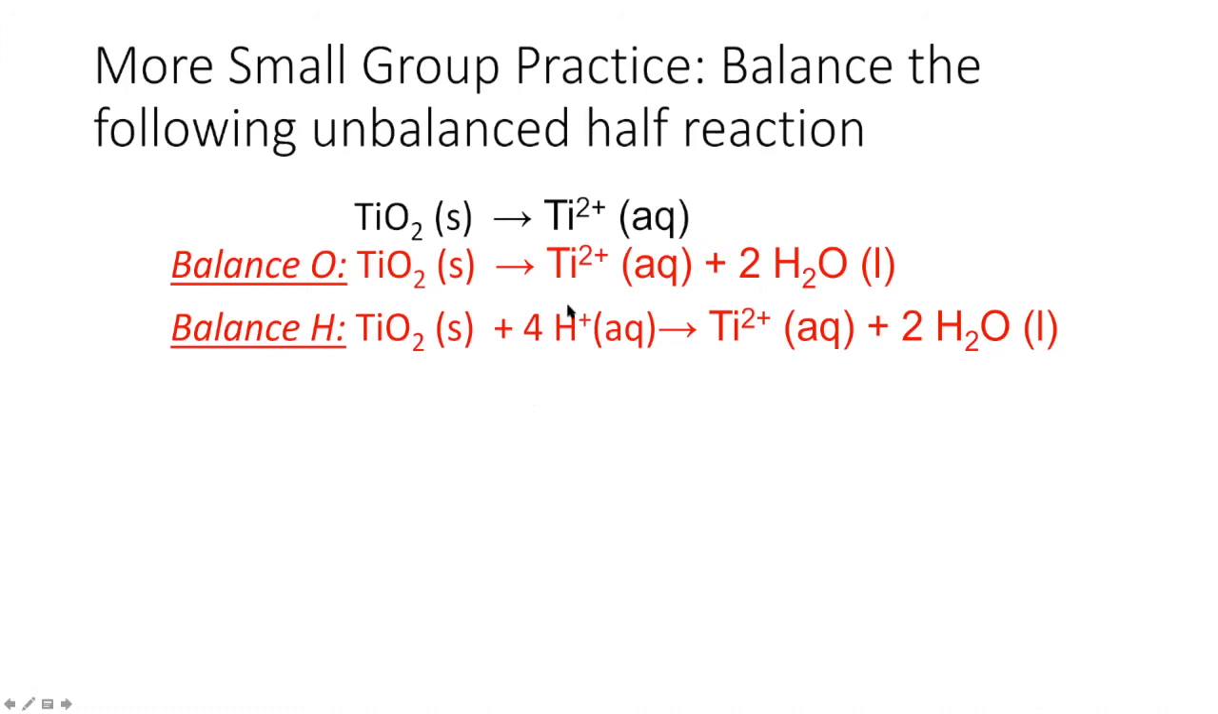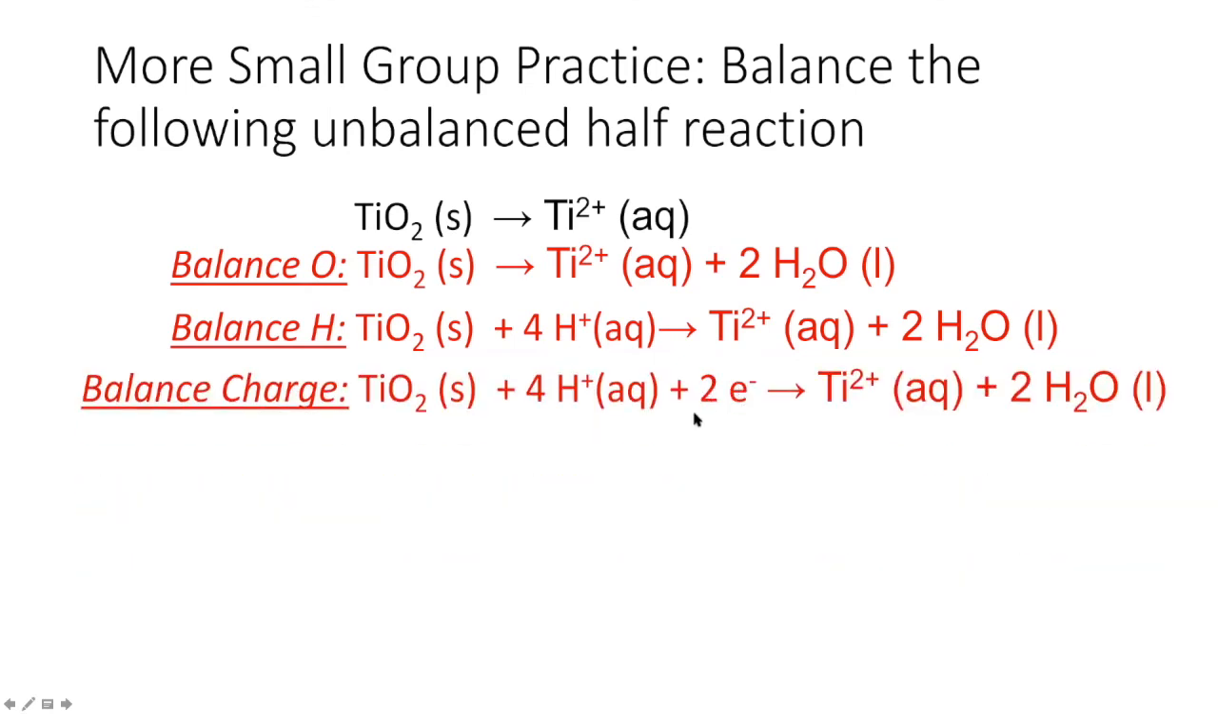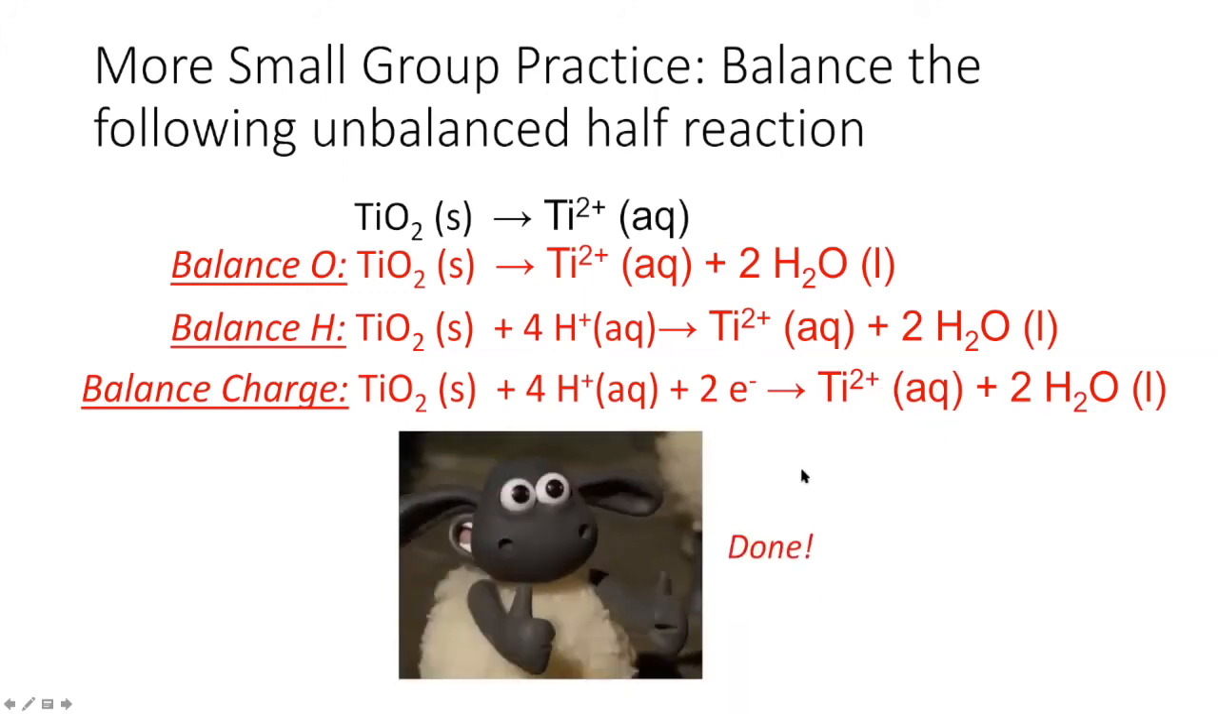I've got a total of +4 charge on the left, but I've only got +2 charge on the right. This is actually a reduction half reaction, not an oxidation half reaction. So I have to add 2 electrons to the reactant side. I've got 4 pluses and 2 minuses to give me overall +2, and on the other side I've got 2 pluses and a water, so that's neutral. That's an overall +2 on this side, and that means you're done.